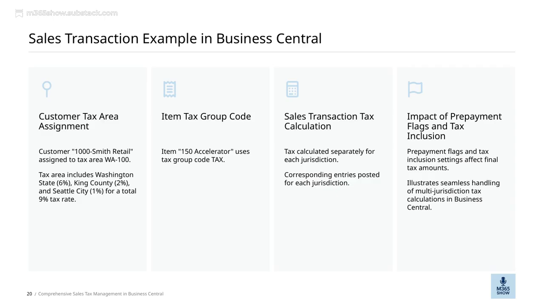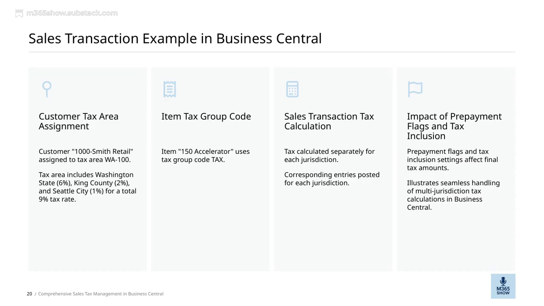For example, state, county, and city taxes are handled independently. This ensures accuracy and compliance with local tax laws. For each jurisdiction, corresponding entries are posted. This means that the system keeps clear records for each tax component, which is vital for reporting and audit purposes.